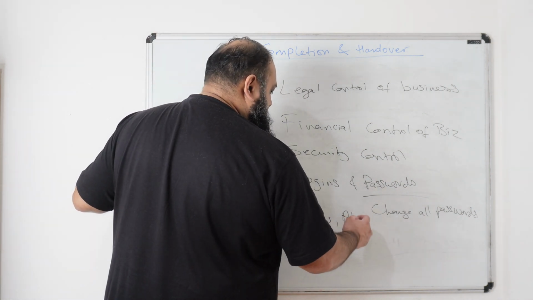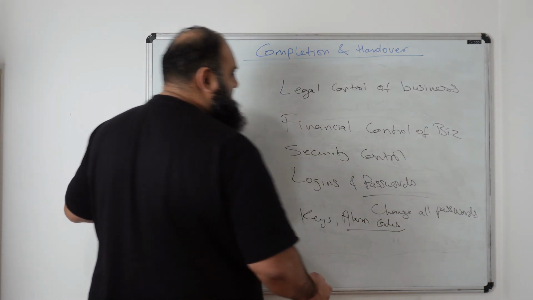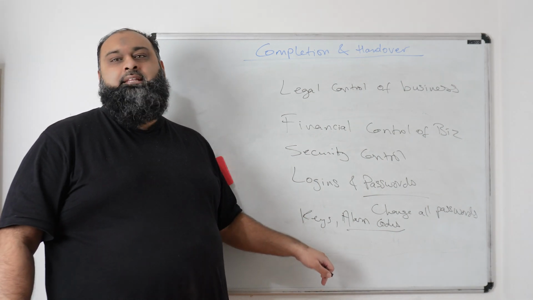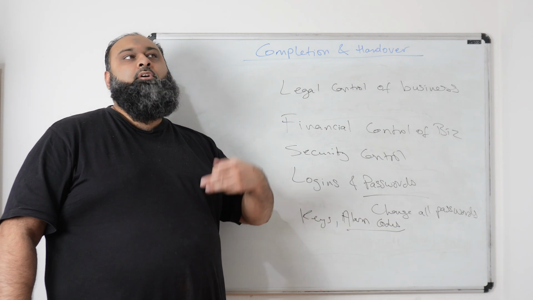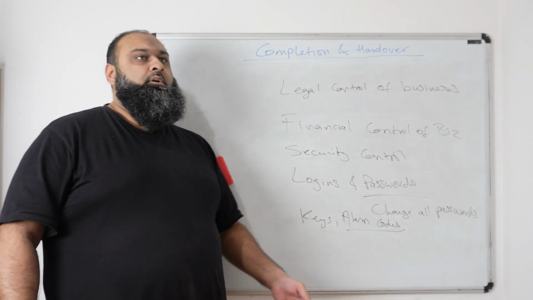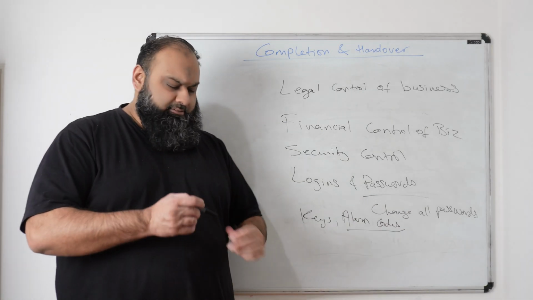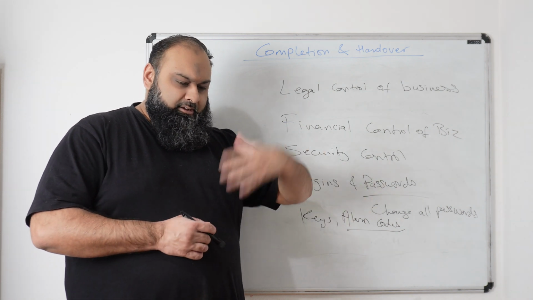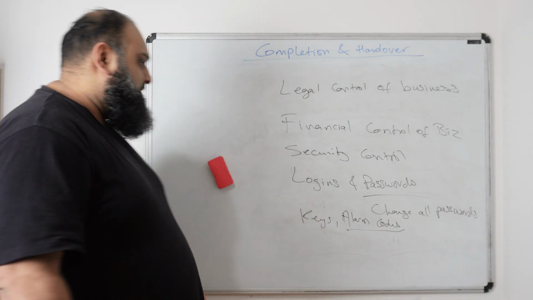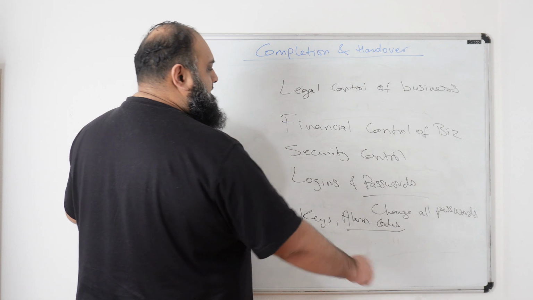So what you want to do is ensure that the old owner doesn't have access to the alarm codes, and that the old owner doesn't have access to the keys. Now, if they're the landlord, then they could have access to the keys, but they're not allowed to go in and visit the premises without your prior permission, right? I can't remember exactly what the clause is, but they're not allowed to come without your permission. So you need logins and passwords, keys, alarm codes, change all of the passwords, financial control.